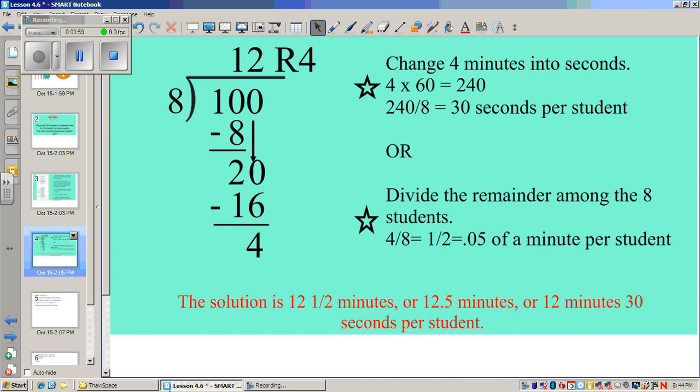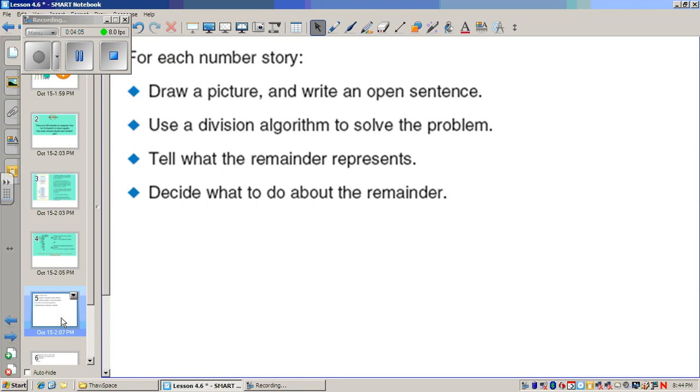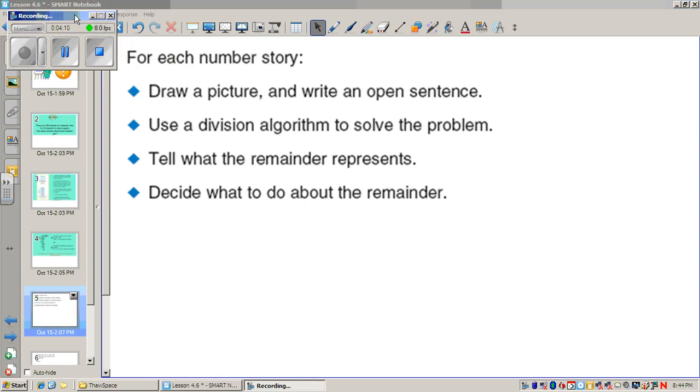But again, what do I do with that remainder? What can I do with that remainder? So let's go on to this. It says for each number story, draw a picture and write an open sentence. Use a division algorithm to solve the problem. An algorithm means to write out the problem. What is the problem? Tell what the remainder represents first, and then decide what to do with it. What is the remainder actually? And then what are we going to do with that remainder? So let's do this practice.